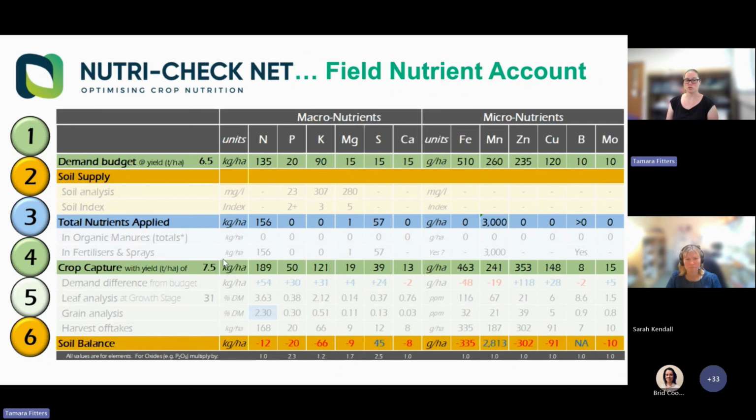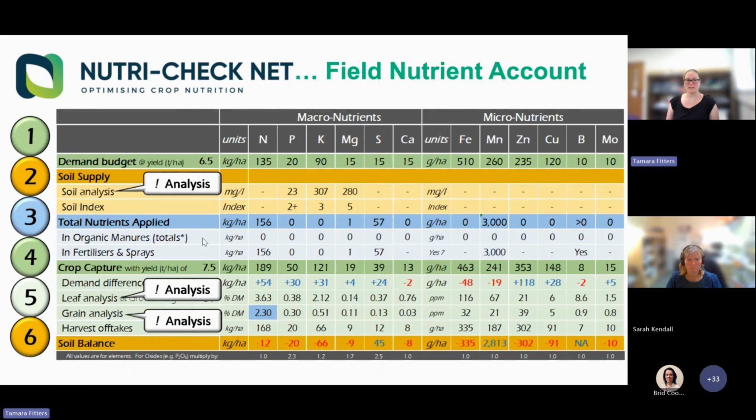And then we look at what the crop has captured. These are the standard offtake values that we can calculate. We can look at several things. Once we've done our soil analysis, we can fill that in. Once we've done a leaf analysis, if we do that in the middle of the season, we can fill that in and make adjustments based on that. These are the values that you might see from a leaf analysis. Then we can do a grain analysis, where we look again at all the different values along here, and that means we know how much is taken off.